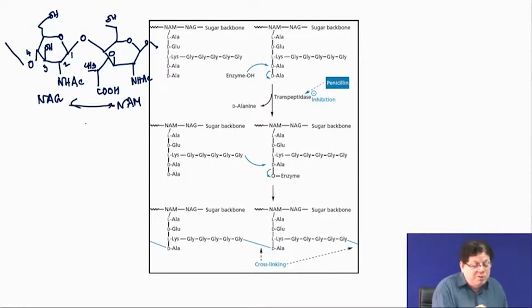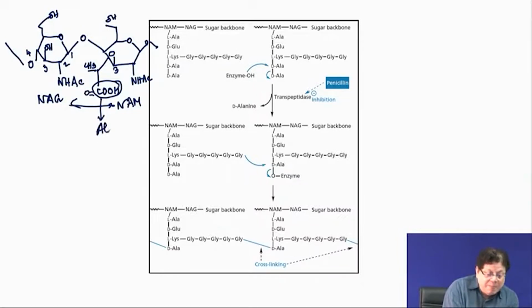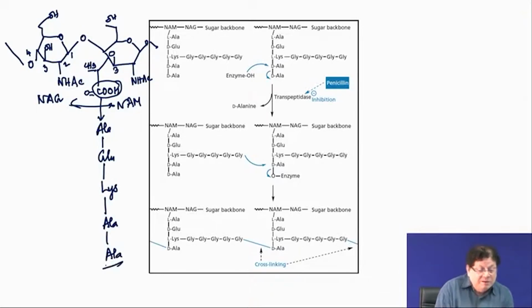So, this is how it is done. So, this is NAG attached to a NAM. NAM has a carboxy which is attached via a lactate side chain, and this carboxy is the one which is used to make the peptide. So, it will be CO, then there will be alanine, then there will be glutamic acid, then there will be lysine, then there will be alanine. Okay. So, I hope this is clear.